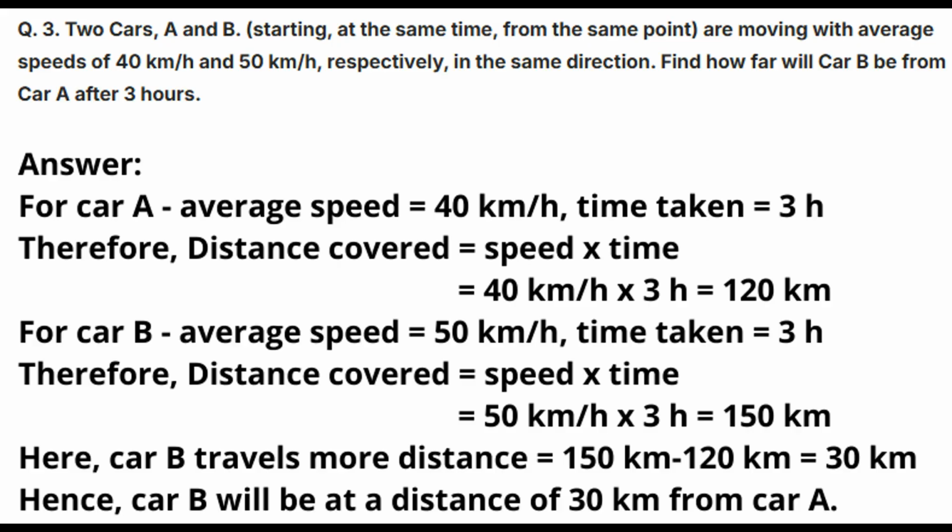Which is equal to 120 km. For car B, average speed is equal to 50 kilometers per hour. Time taken is 3 hours. Therefore, distance covered is equal to speed into time, which is 50 kilometers per hour into 3 hours, which is equal to 150 km. Here, car B travels more distance, which is 150 km minus 120 km, equal to 30 km. Hence, car B will be at a distance of 30 km from car A.